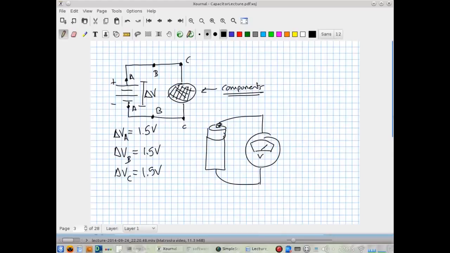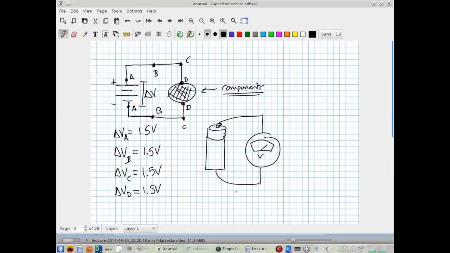Now, it could be that there's some complicated mess of components inside here, and inside of that we may experience a whole bunch of changes of electric potential. But because electric potential is just work per unit charge in a circuit, if work per unit charge is conserved because there are no external forces acting on the circuit, then it must also be true the potential difference is conserved. And so even if I were to stick the probes here at these points right on the edge of the components, I should still find that the potential difference across the components is 1.5 volts.